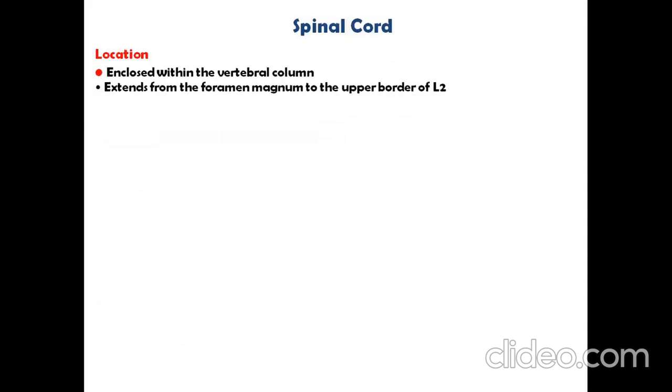Next one is the spinal cord. Location: enclosed within the vertebral column. It extends from the foramen magnum to the upper border of the second lumbar vertebra. Meninges: they contain the dura mater, which is the superficial layer, next the arachnoid mater, the middle layer, and third the pia mater, which is the deepest layer.